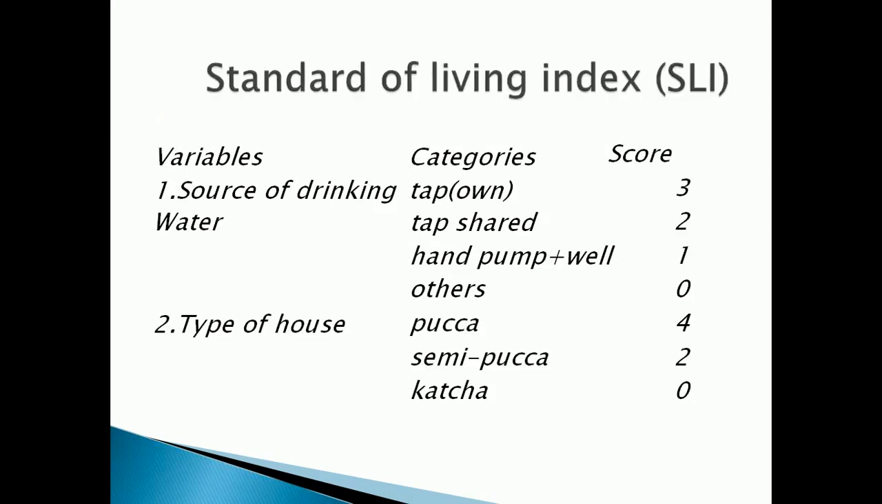Now coming to the next important method, the standard of living index, that is SLI. Here certain variables are taken and scoring is given. If the source of drinking water is own tap, the score is 3; shared tap, 2; hand pump or well, 1; and if water is collected from another source, the score is 0. Coming to the type of house: pakka 4, semi pakka 2, kacha 0.